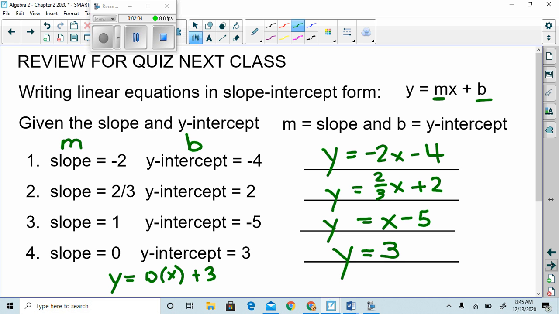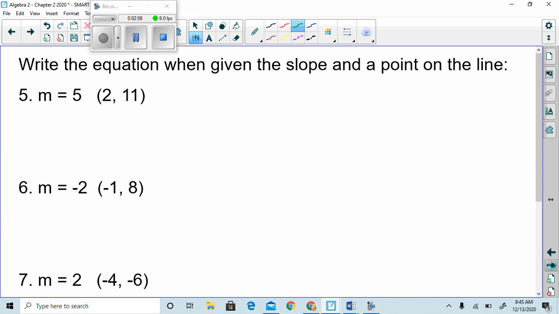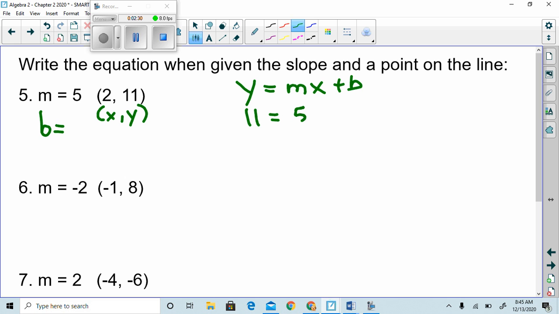In the second type, you need to do one thing before you can write the equation. You need to find the value of b. We have the slope, but we don't know what the value of b is, and that's what we need to write the equation. We'll go to the model again, y is equal to mx plus b, and this time we have a value of x and a value of y. So y is 11, our slope is 5, our x value is 2, and we're solving for b.